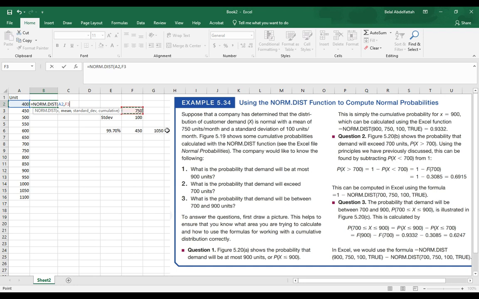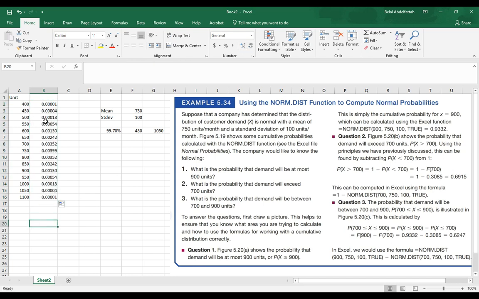And the mean is 750, do the absolute reference there. Then the standard deviation is 100, do the absolute reference there. And then I'll say false and hit enter. So this is a probability, and this is practically zero. If I were to format this and increase the decimal points, I'm going to go ahead and drag this all the way down. Now, since we are dealing with a continuous random variable, there are going to be probabilities between these intervals, like 450 to 500. I'm just skipping them because I want to create a chart off of this scenario.